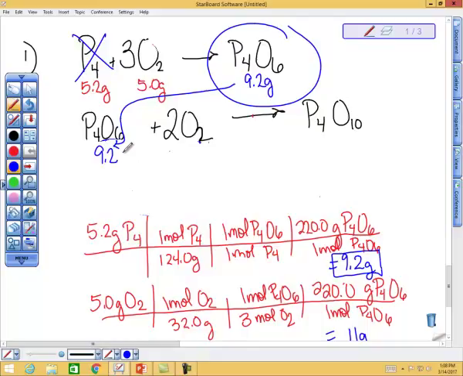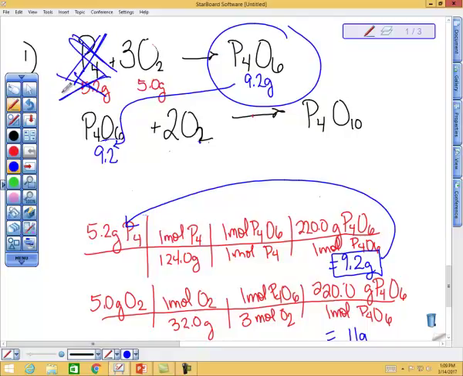So guys, whichever reactant produced the lesser amount, that's your limiting reagent, right? So you guys see how, look over here. The P4 produced the lesser amount. That means all of the P4 is gone. This is all gone, destroyed.